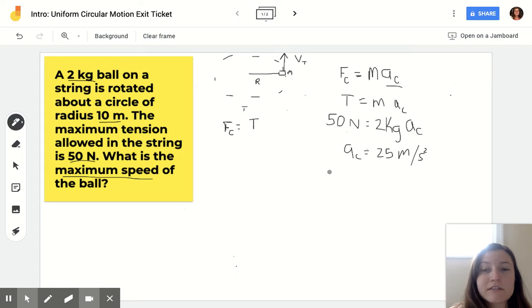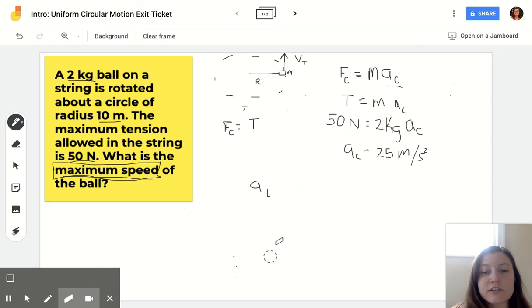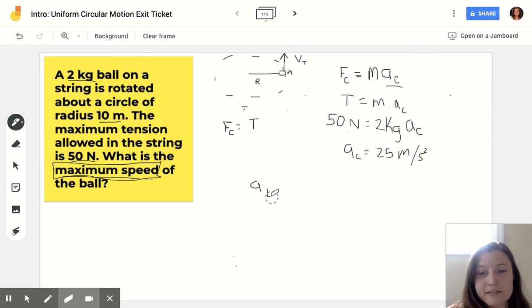Okay, so now that we have the acceleration, we are not done. We need to find the maximum speed. We know that the speed and the acceleration are related to each other using that equation, which was mentioned both in my video and in the Edpuzzle video.